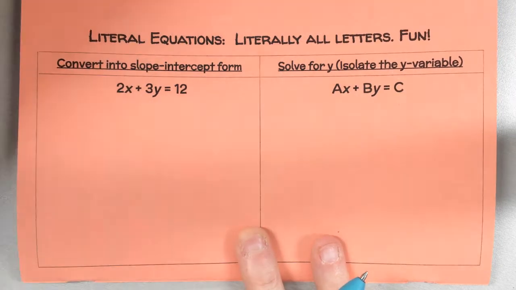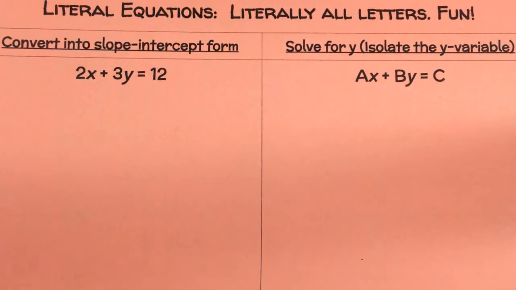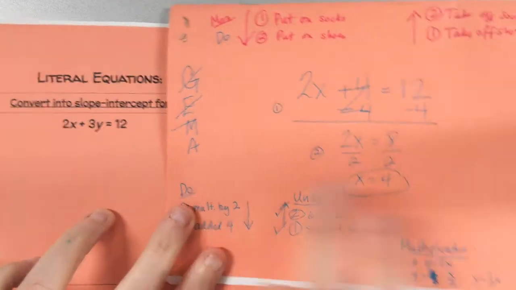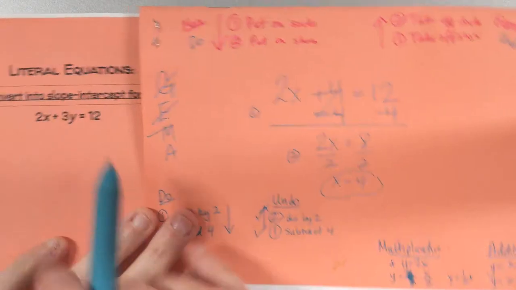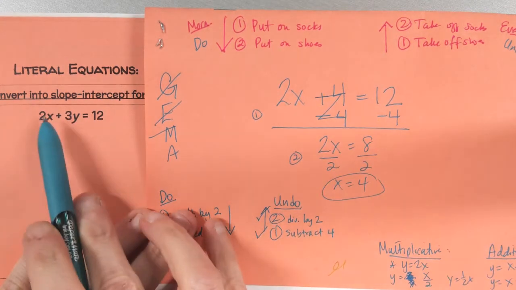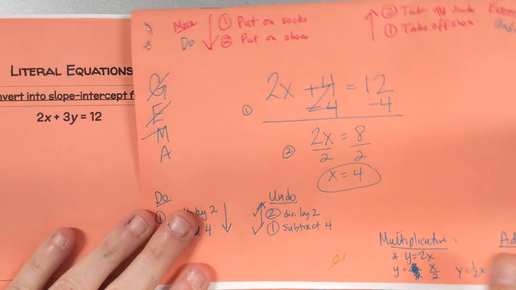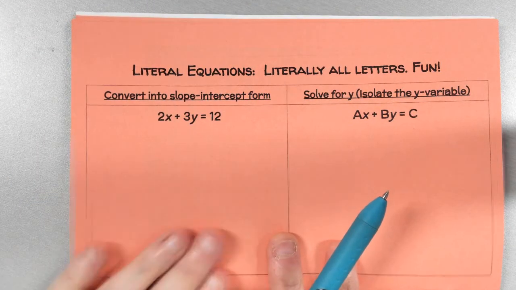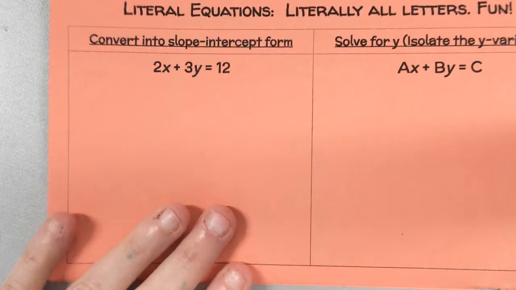Okay, so this is not the exact problem that y'all just did, but if we look at it, it looks kind of close to what we just did. So we had 2x plus 4 equals 12. Now we have 2x plus 3y equals 12. So it's a similar problem. We're going to take it to the next level, and now we still got some numbers, but we're going to add another letter.